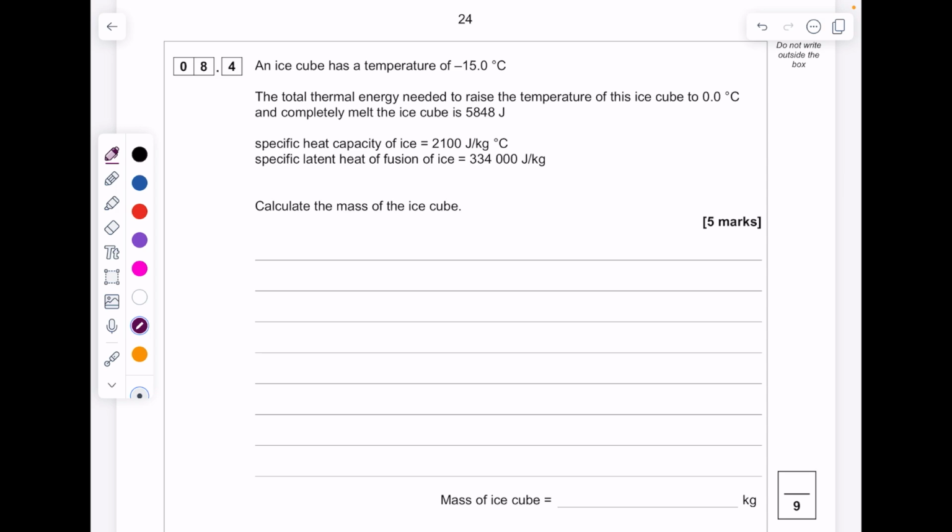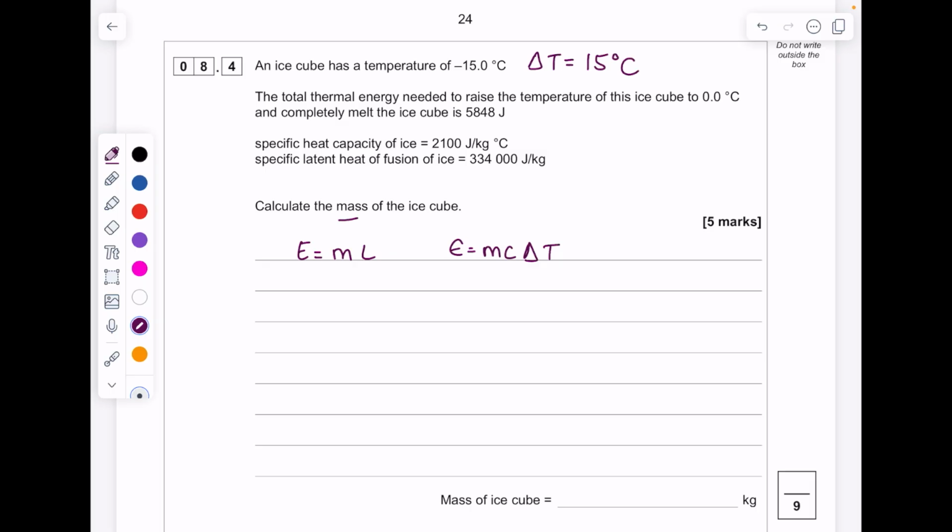You're going to need to use 2 equations. One is E equals ml, which states that energy is mass times latent heat of fusion. The other one is E equals mc delta T, which states that energy is mass times specific heat capacity times the temperature change. We know that the temperature change is 15 because we know that the ice cube's going from minus 15 degrees to 0 degrees Celsius.